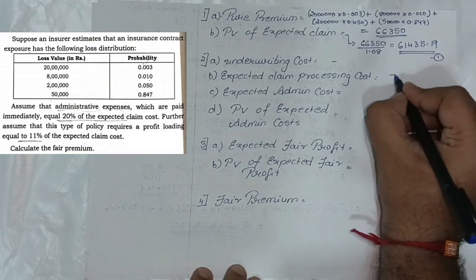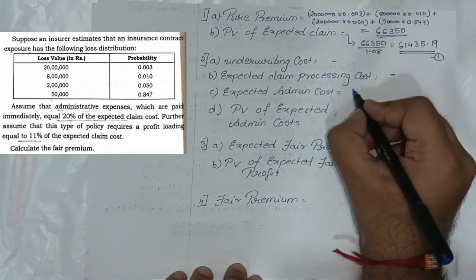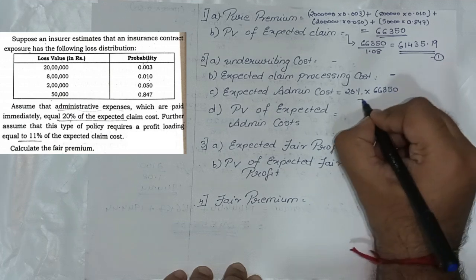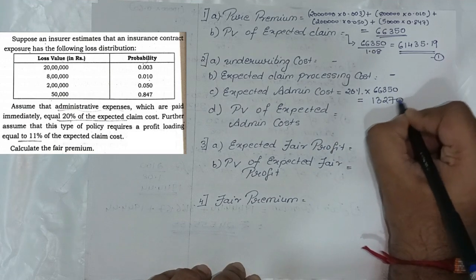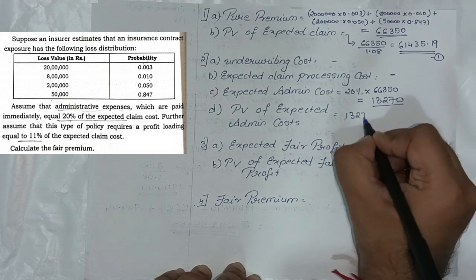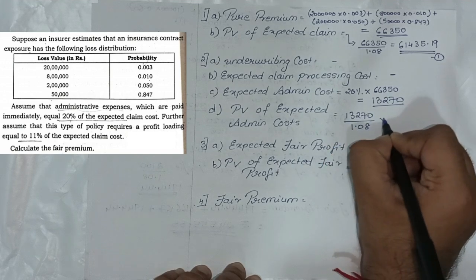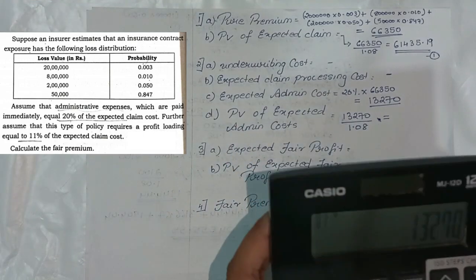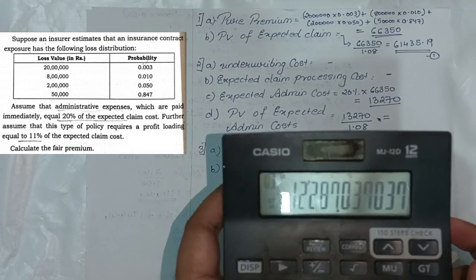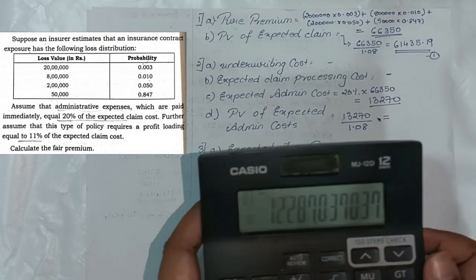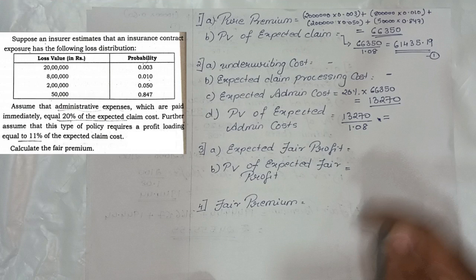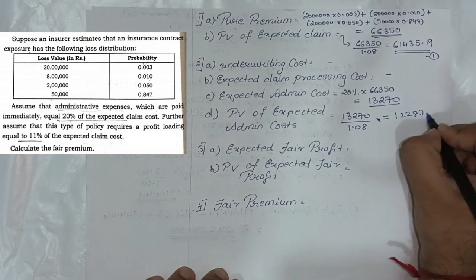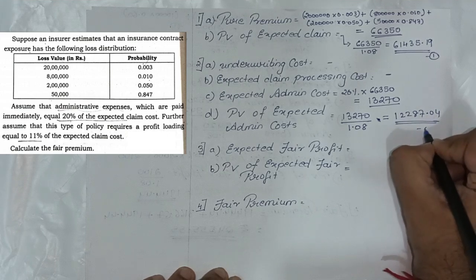There was no underwriting cost here, and there was no processing cost also. Directly they had given the expected administrative cost, which is going to be 20% of pure premium. We calculated the value as 13,270. Now we need the PV of that, so 13,270 divided by 1.08, which comes to 12,287.037. We'll take it as 12,287.04. That's our second value.